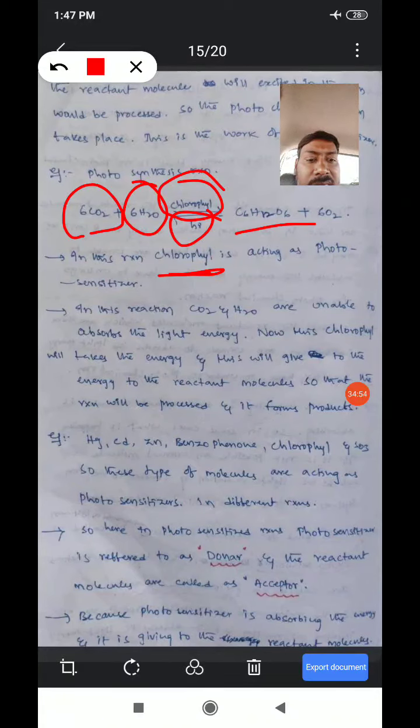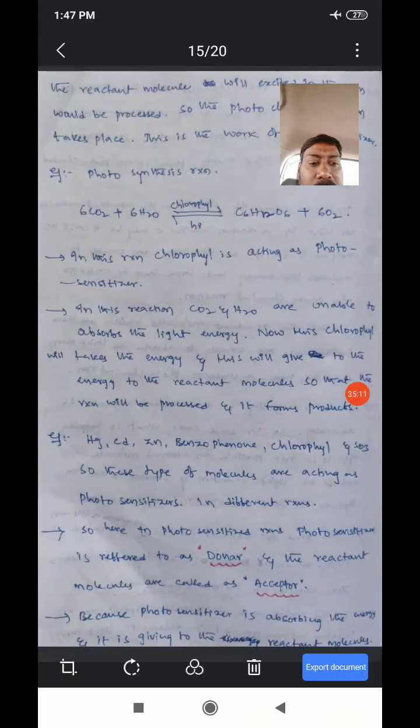In this reaction, CO2 and H2O are unable to absorb the light energy. So the chlorophyll takes the energy and gives the energy to the reactant molecules, so that the reaction proceeds, and finally it forms the products.